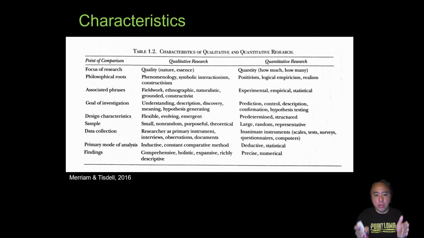Now, although the book lists these characteristics by qualitative and quantitative to discern the differences between the two, it's very important that it's not a dichotomy. It's not one or the other. There's a lot of overlap that we see in qualitative and quantitative research. But just to give you an introduction to the world of qualitative research, this table does, I think, a pretty good job of summarizing the differences.